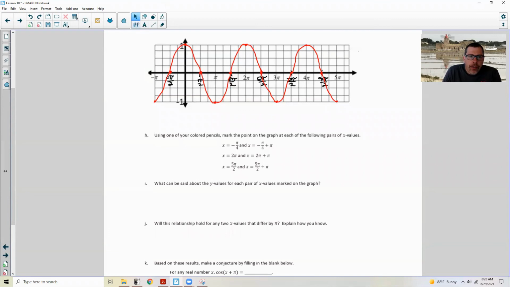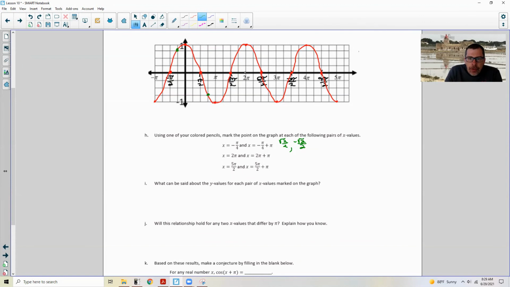Okay, so I brought in the graph from the prior page. I'll use green this time. Using one of your colored pencils, mark the points on the graph for each pair of x values. X equals negative pi over 4 is right here, and I go up, and that would be the point square root 2 over 2. Negative pi over 4 plus a pi value would be 3 pi over 4, and that would be down here. 3 pi over 4, we have to go down to negative square root 2 over 2.